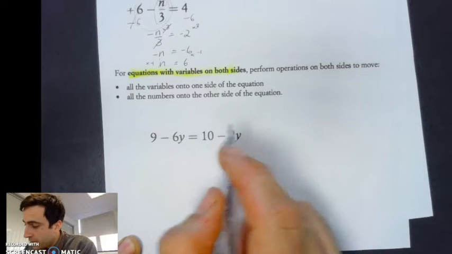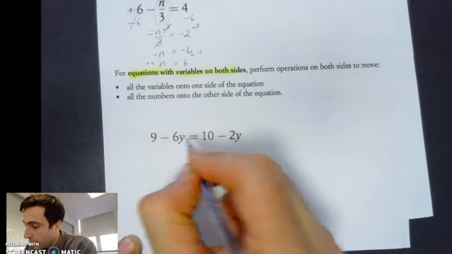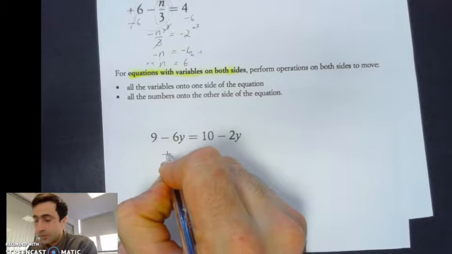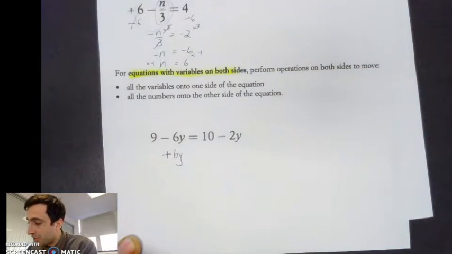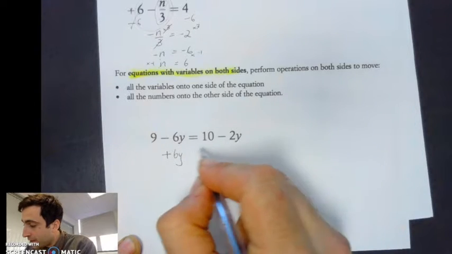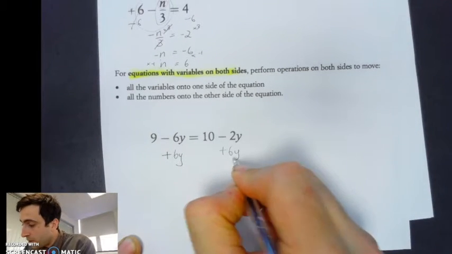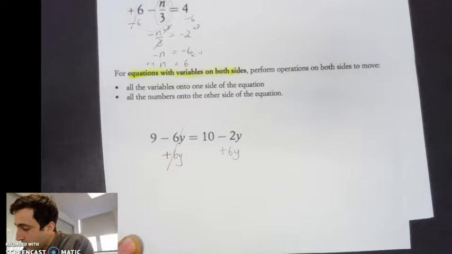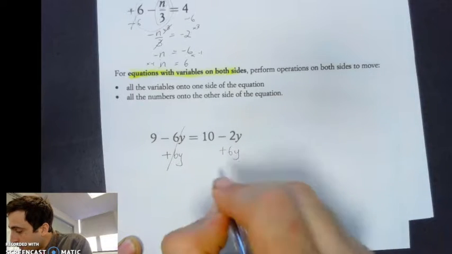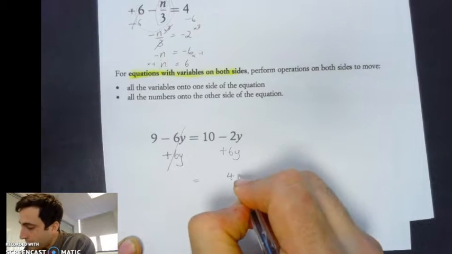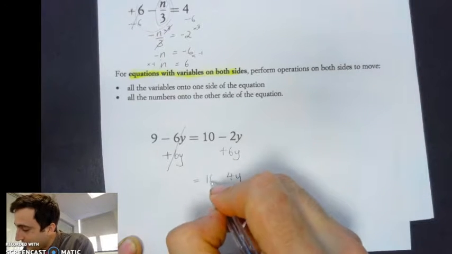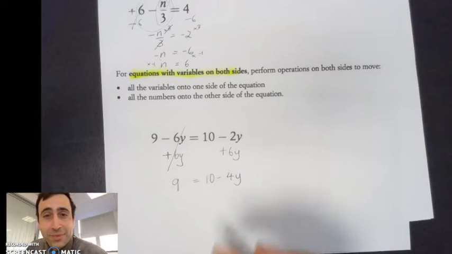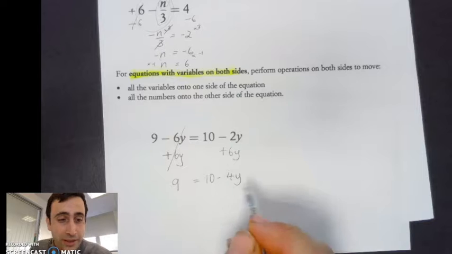So if I've got negative 6y's here, what I can do is I can just choose a side and I can cancel out those. Okay, positive 6y to this side, and I'll add 6y to this side. And so minus 6y plus 6y cancels out. But minus 2y plus 6y equals 4y. And so what we have is 9 equals 10 minus 4y, as we established.